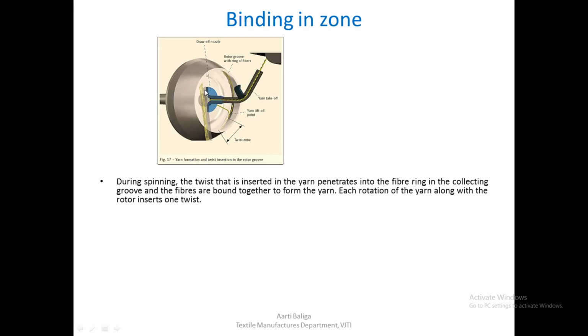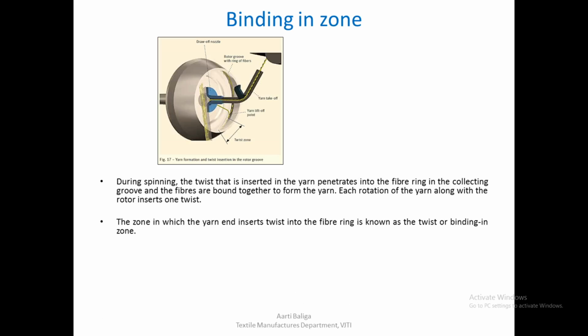Here we have seen this is the fiber guide channel, which guides the new fibers, and they get deposited in the rotor groove as rings of fiber. So with this diagram, we can explain the binding in zone further. During spinning, the twist that is inserted in the yarn penetrates into the fiber ring in the collecting groove. So whatever twist we insert goes into the fiber ring in the groove, and the fibers are bound together to form the yarn. Each rotation of the yarn along with the rotor inserts one twist. So one twist is inserted for every rotation.